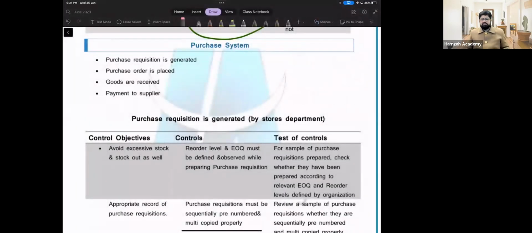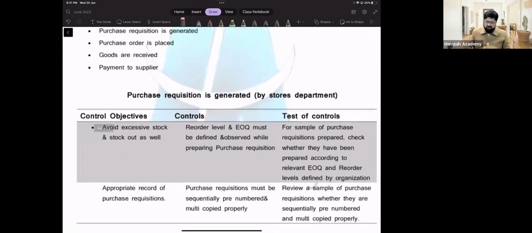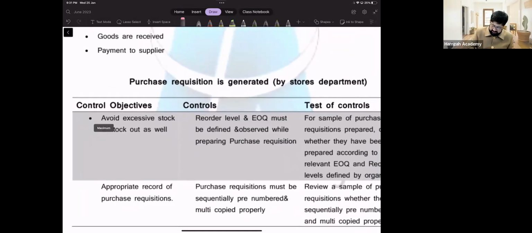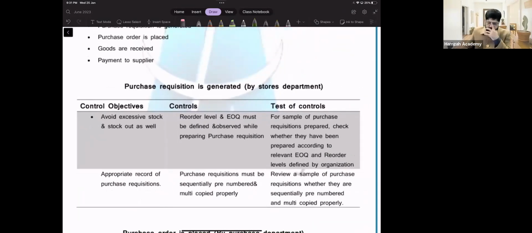Now, the next is the purchase system. So four steps I have envisioned. Purchase requisition is generated by the stores department. Two objectives: avoid excessive stock and stock out as well. So for that purpose, we need to define a reorder level to avoid stock out.